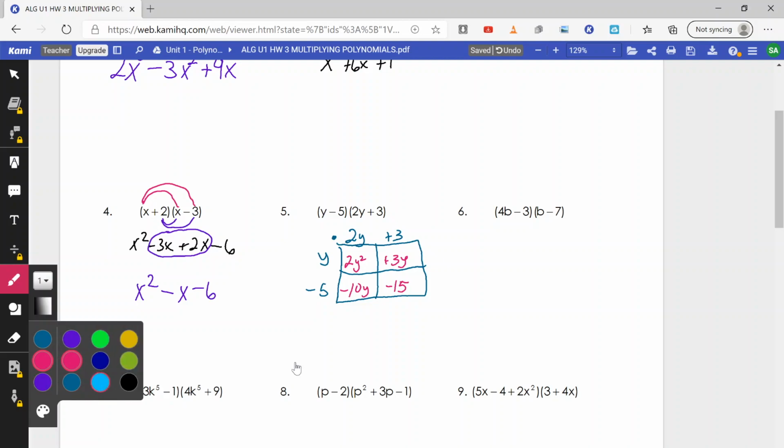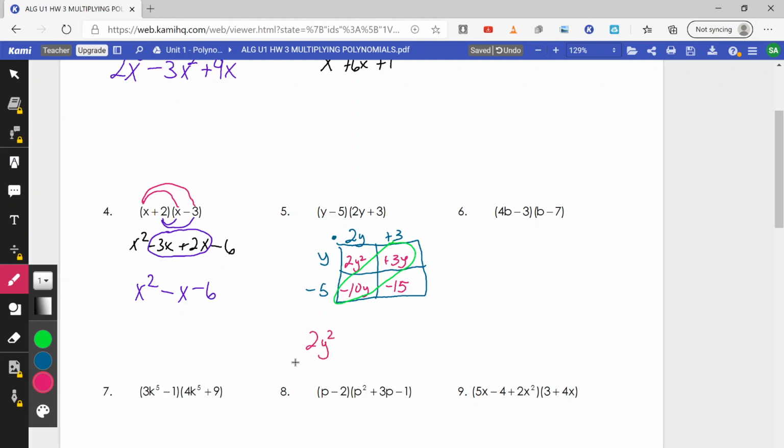Inside the box, I look for like terms. I see I have positive 3y and minus 10y in the middle here. So whatever's on the outside of my circle is going to be part of my answer. So 2y squared, I didn't circle, so it's going to come down. I'll add the 3y and the minus 10y. We get minus 7y. And then minus 15 being on the outside is part of my answer. So that's using the box method for a binomial times binomial.